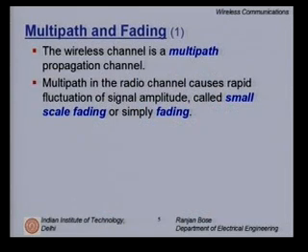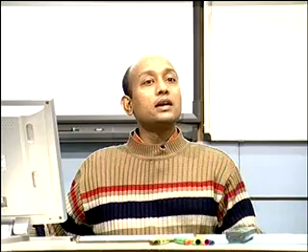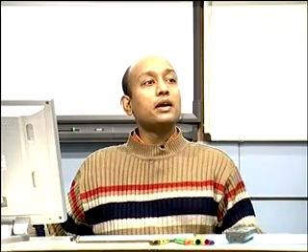So multipath in a radio channel causes rapid fluctuations of signal amplitude called small scale fading or simply fading. So whenever we talk about fading, we actually mean small scale fading as opposed to large scale path loss. So we should not be confused between fading and path loss. Fading is a temporary effect. It is much more frequent, much more temporal in nature.